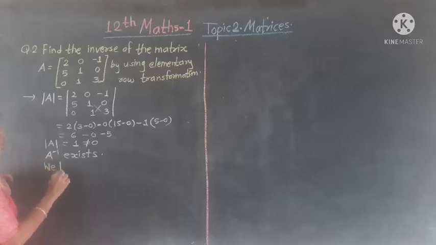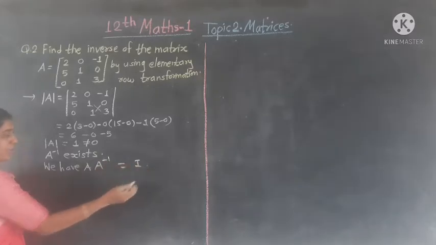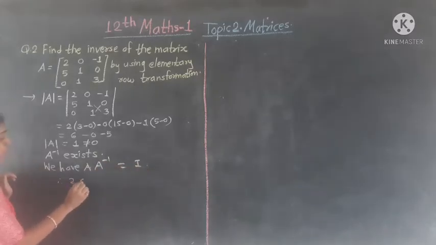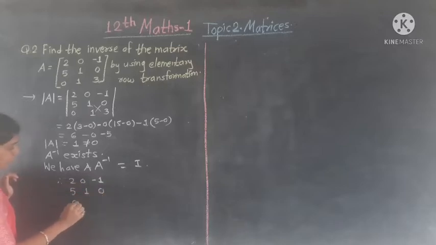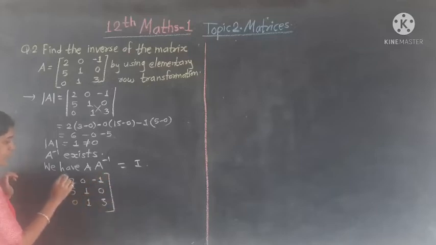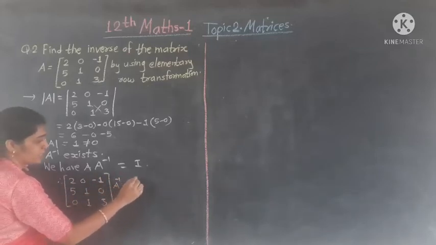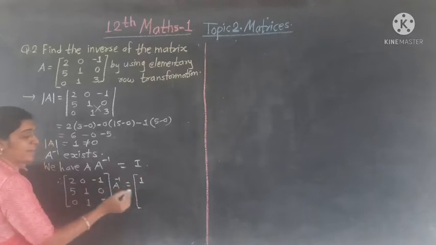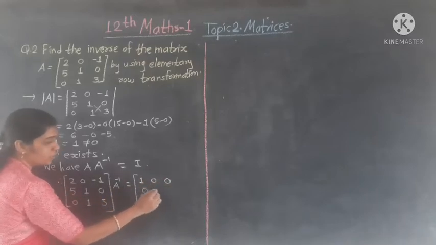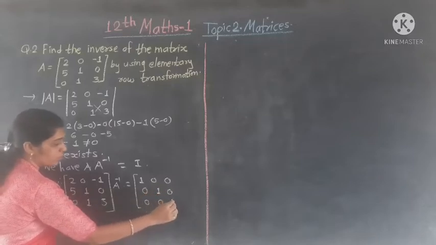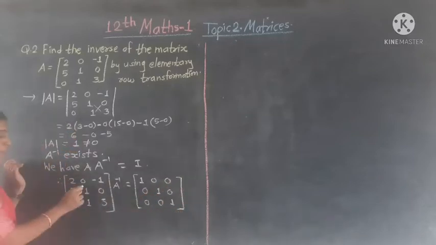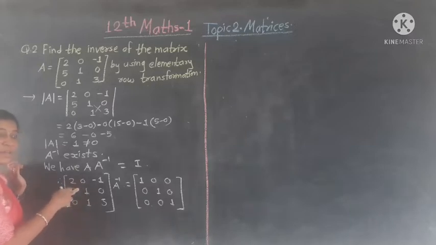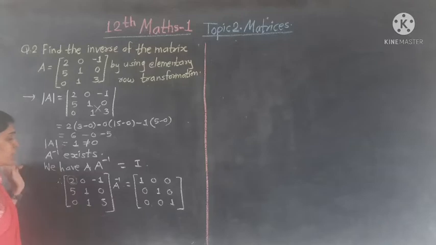Okay. So we can write A into A inverse is equal to I. What is the matrix A? 2 0 minus 1 5 1 0 0 1 3 into A inverse is equal to I. Write identity matrix of 3 by 3: 1 0 0 0 1 0 0 0 1. Now we make this matrix as identity matrix. We convert this matrix into identity matrix. For this we make first element as 1 then these two 0.